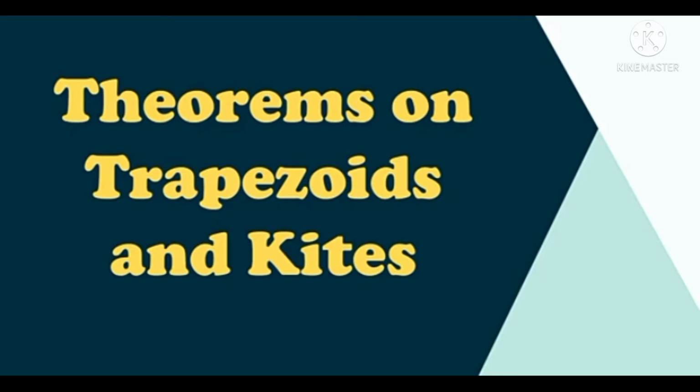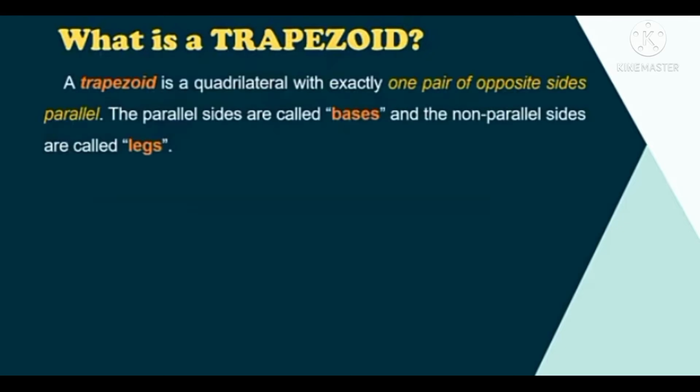For today, we are going to discuss theorems on trapezoids and kites. What is a trapezoid? A trapezoid is a quadrilateral with exactly one pair of opposite sides parallel. The parallel sides are called the bases, and the non-parallel sides are called the legs.